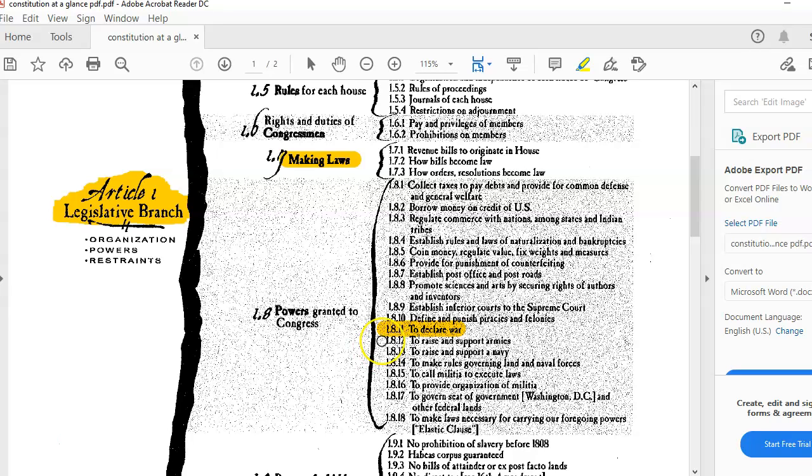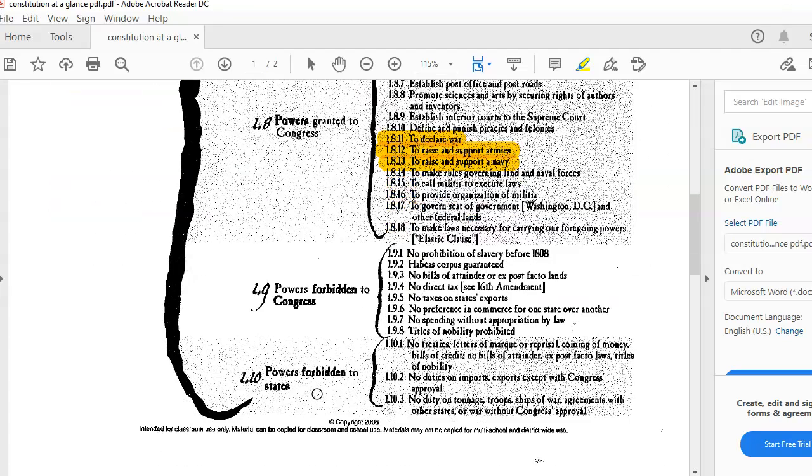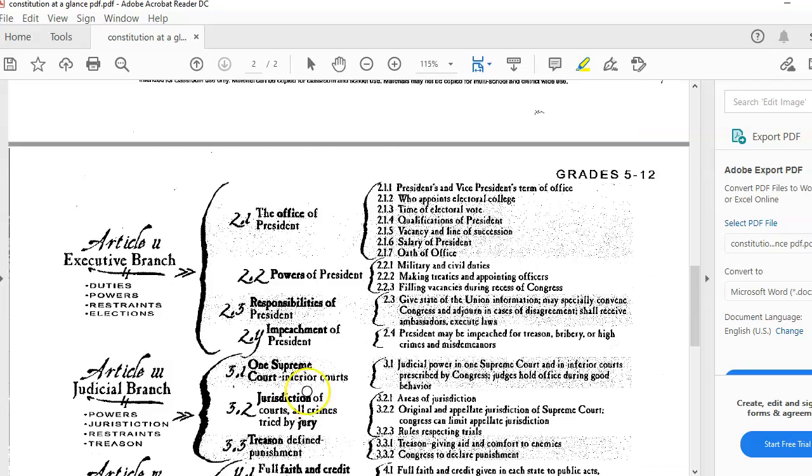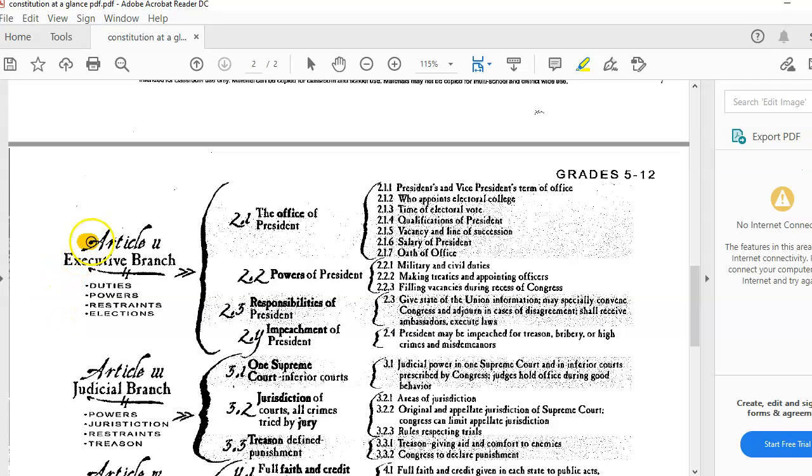Okay, so another part of this powers granted to Congress that we want you to know is 1.8.12 to raise and support armies, and then 1.8.13 to raise and support a navy. So you need to know about that as well. Okay, we're going to skip down to Article 2, the executive branch. So I'm going to highlight Article 2, the executive branch.